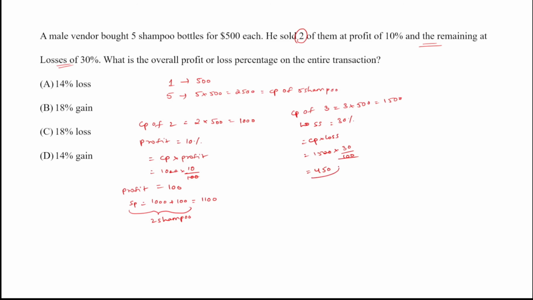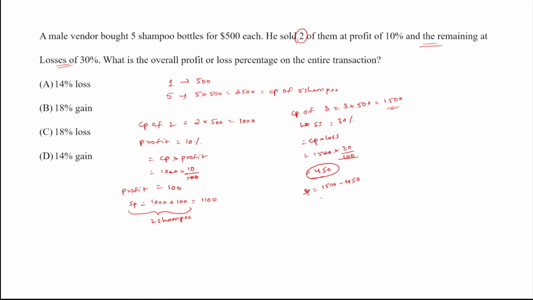But here the 450 is loss. That's the reason we need to remove this 450 from the cost price. So we will get the selling price like 1500 minus 450. So the answer is 1050. So this is the answer for selling price of remaining 3 shampoo bottles.